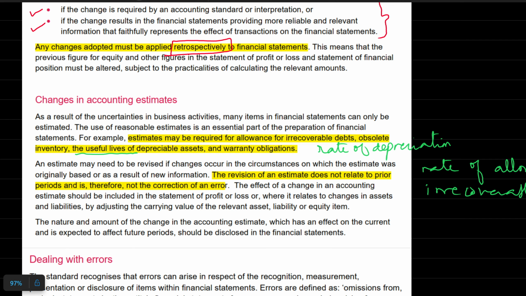Accounting estimates: IAS 8 says you can change estimates. You don't need retrospective treatment for changes in accounting estimates. If you have new information, you want to change rate of depreciation. For example, last year it was 15%, now you want to change it to 20%. You can change it from current year. You don't need to change it from prior period. So IAS says the revision of estimate does not relate to prior periods and therefore not correction of an error. So accounting estimate will be from now onwards. This is also known as prospective treatment.